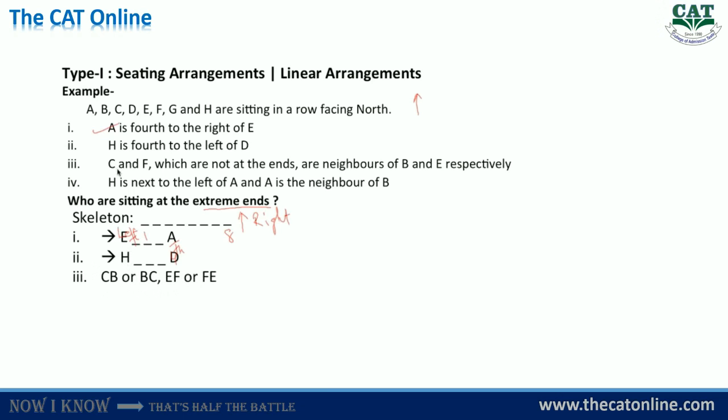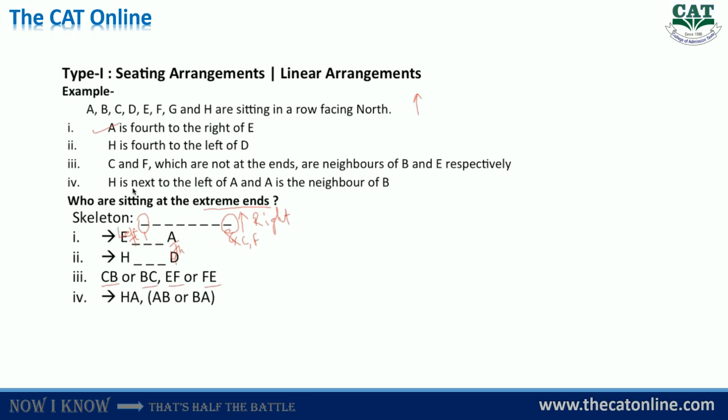Then the third information says C and F are not at the ends. So you can always say these are the 2 ends, and C or F cannot come at these places. And it's also given C and F are neighbors of B and E respectively. So if C and B are neighbors, it can either be CB or BC, and because E and F are neighbors, it could be EF or FE. So just list down all these wordings into a few meaningful sentences.